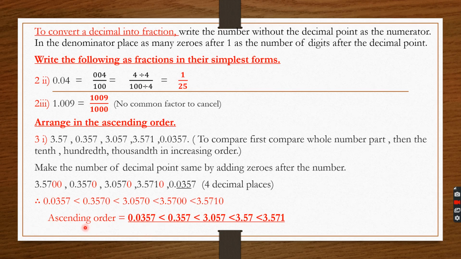Therefore, for the ascending order, you can either put commas and write, or you can use this symbol, which is called less than. 0.0357 is less than. Less than means smaller than the other number. This is smaller than the other number. This is smaller than the other number. Whenever you write the ascending order, in the final answer you should write only the given numbers, not the like decimal numbers.